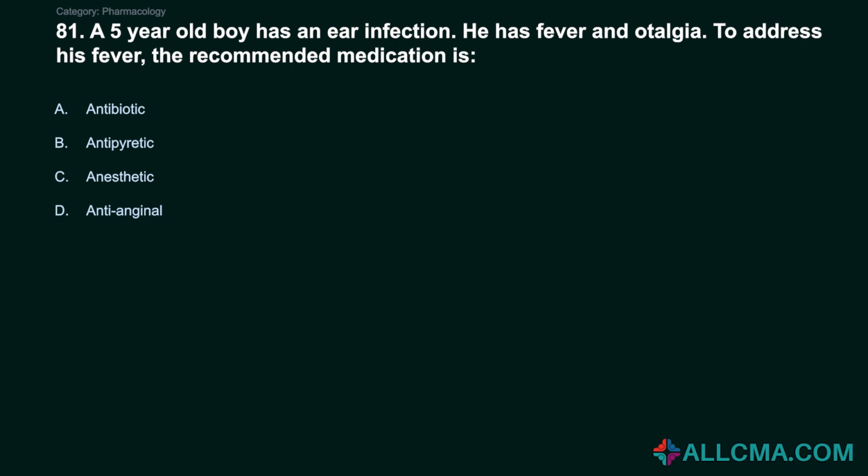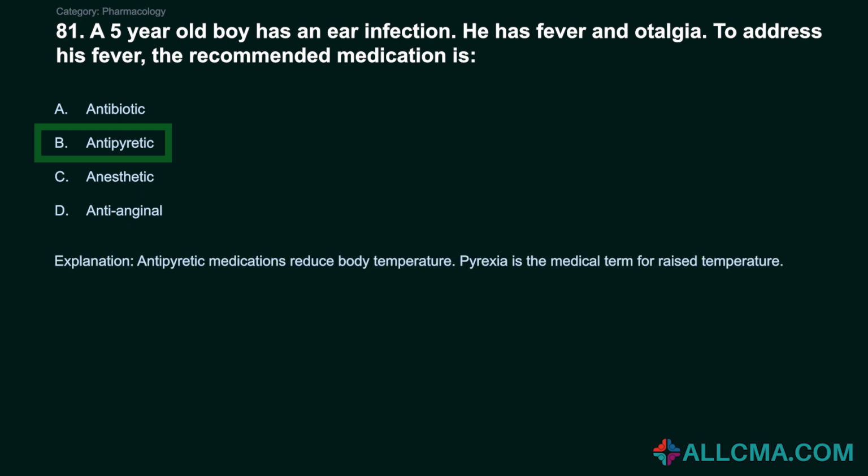81. A 5-year-old boy has an ear infection. He has fever and otalgia. To address his fever, the recommended medication is A. Antibiotic. B. Antipyretic. C. Anesthetic. D. Antianginal. Correct answer: B. Antipyretic. Antipyretic medications reduce body temperature. Pyrexia is the medical term for raised temperature.